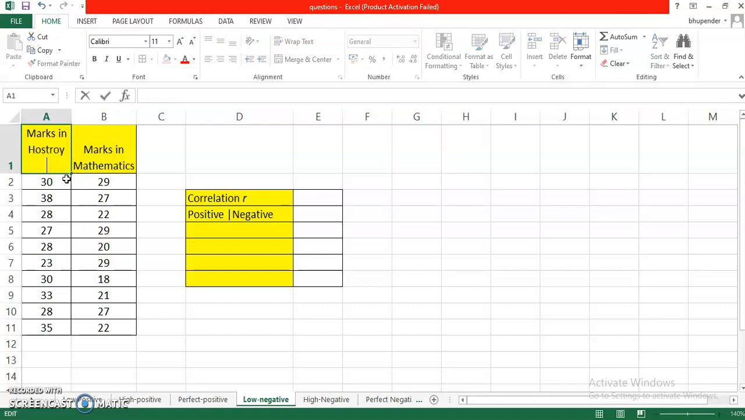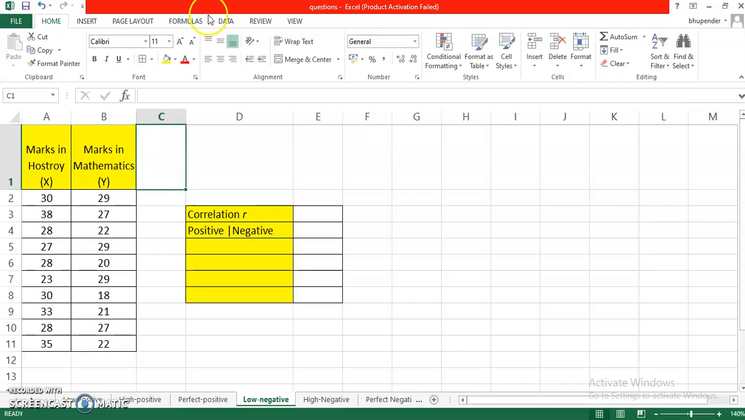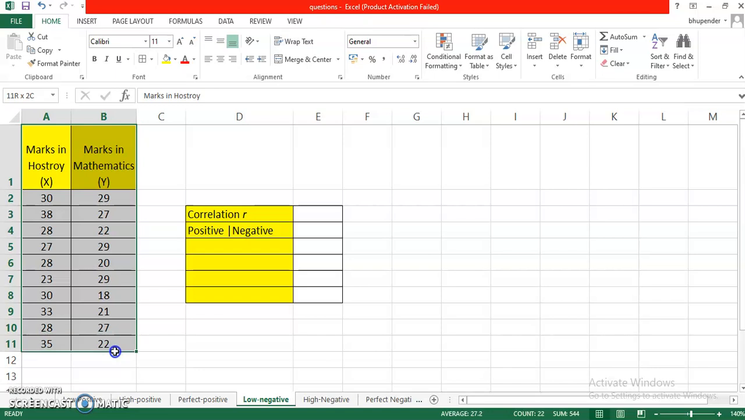So for this case, I am taking marks in history as the independent variable, and marks in mathematics as the dependent variable. And I know there is a negative correlation. That means if one goes up, the other goes down. If somebody is going to do good in history, he may not do good in maths. Let's see how negatively they are correlated to each other.